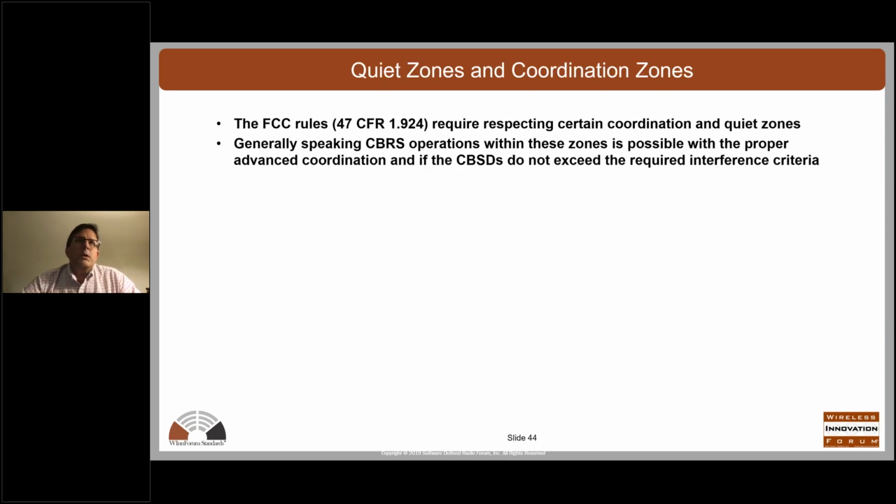There also are general FCC rules that we have to respect, and those have to do with protecting quiet zones and coordination zones. And we'll go over this in a little more detail in a minute. Next slide, please, Lee.